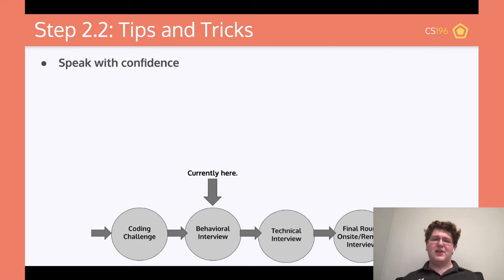So, tips and tricks. Speak with confidence, right? If you sound confident, then you will be heard as confident. The interviewers will hear the way that you speak and will understand that you are speaking with meaning and with a correct tone to your answers.